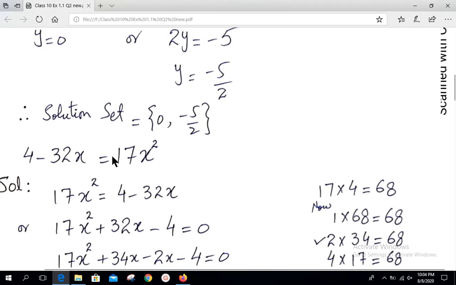Viewers, as both are equal, you may write 17x square is equal to 4 minus 32x. That is, when both are equal, you may write the whole right hand side equal to the same left hand side. Now shifting the terms of the right hand side towards the left hand side, we have 17x square plus 32x minus 4 is equal to 0, which is according to the standard form of quadratic equation.